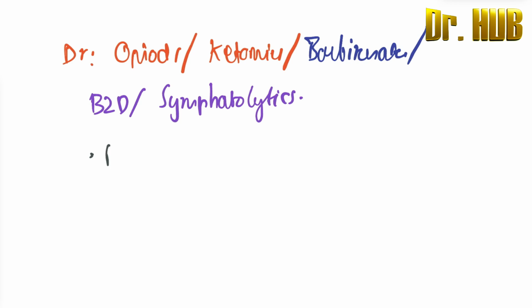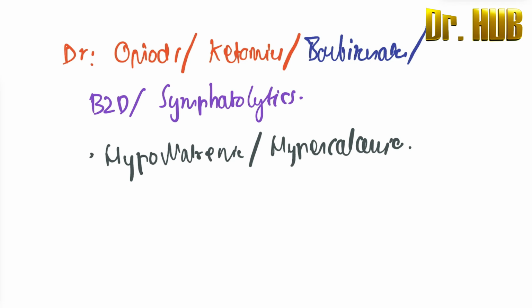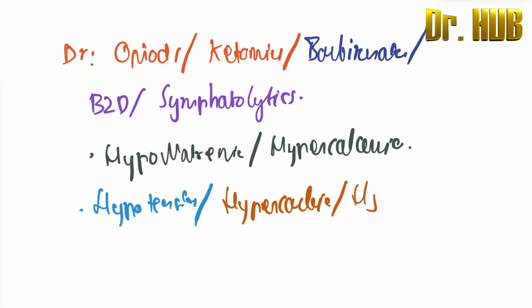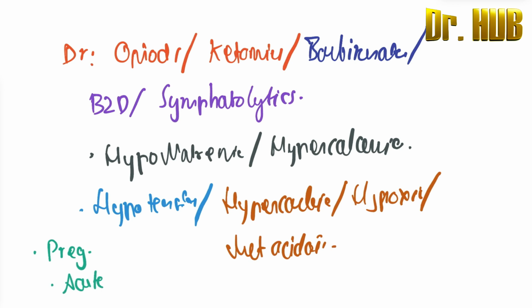Next, what do we have? There is hyponatremia. In factors increasing, it was hypernatremia; in factors decreasing, it is hyponatremia. Then hypercalcemia. Next is hypotension, and there is hypercarbia. There is presence of hypoxia. Then there is metabolic acidosis, as well as presence of pregnancy, as well as acute alcohol intoxication.